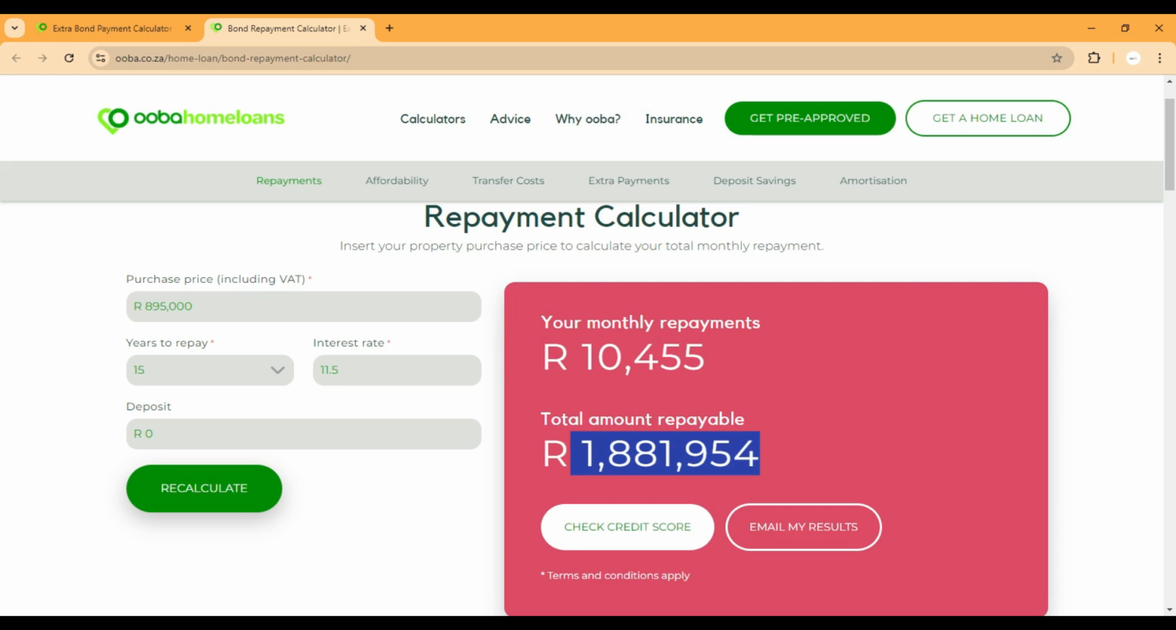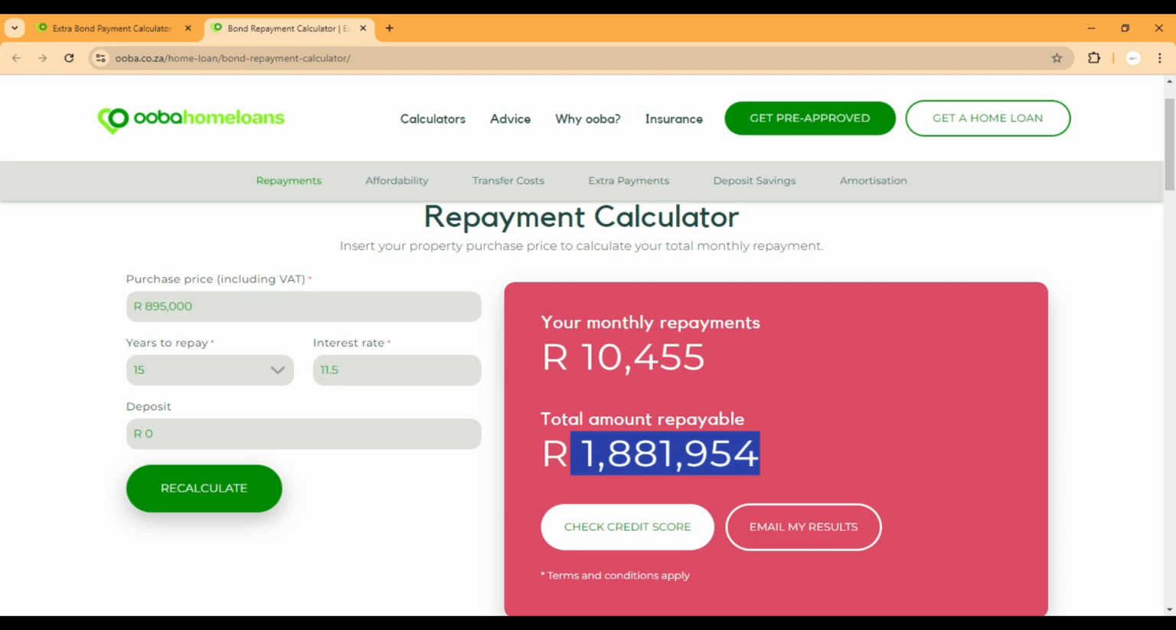But if you look at the interest that you're going to pay all in back to the bank, if you go short, all in, you're going to pay 1.8 million. If you go 20, you're going to pay 2.2 million. If you go 30, you're going to pay 3.1 million. So the longer the loan term, the less money you're going to pay on a monthly basis. But that means you will repay brutally in the long term, because your interest is going to be crazy. You're looking at 3.1 million.